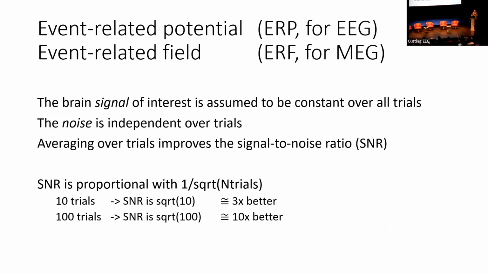And the amount with which the noise gets smaller depends on the number of trials, and it's proportional to the inverse of the square root of the number of trials. So if we have 10 trials, then the signal-to-noise ratio increases with a factor of 3. And if we have 100 trials, then it increases with factor square root of 100, which is a factor of 10. So that also explains why we need a lot of trials, because to improve the signal-to-noise ratio, we really need a large n, because we're taking the square root of n.